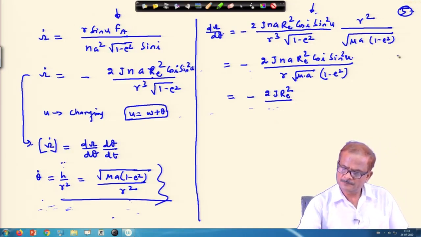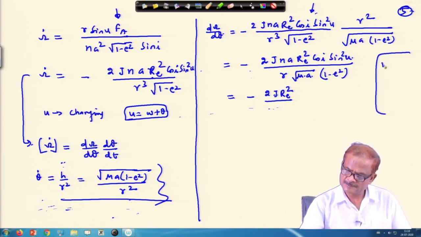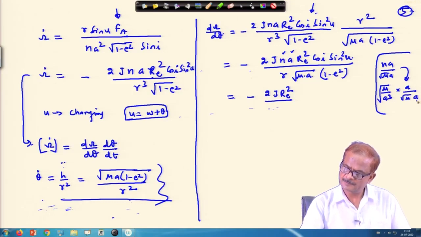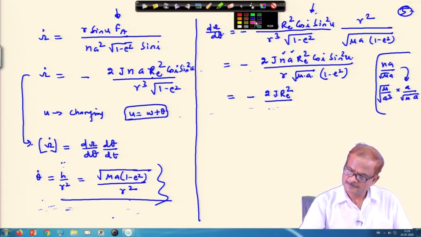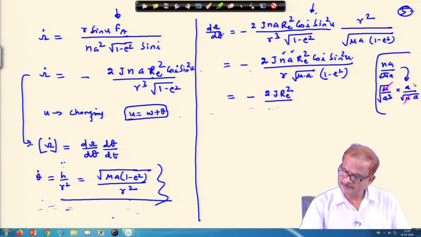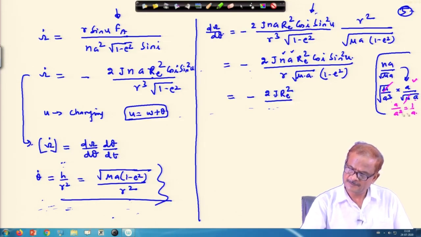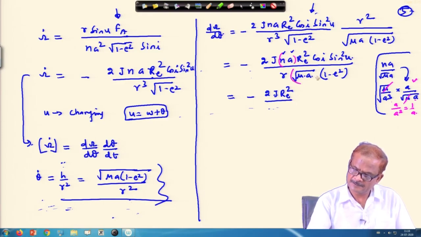Now we have to do a little bit of manipulation here. This is n a, this quantity, and in the denominator we have root of mu a. So n equals root of mu by a cube, and this is a, divided by root of mu times a. What do we get from this? The mu cancels out, a is in the numerator, and below we get a square. So this is 1 by a, and this whole quantity we can replace as a. So this becomes r a.